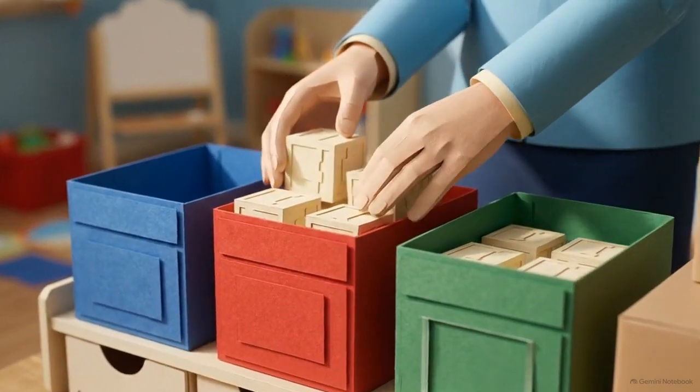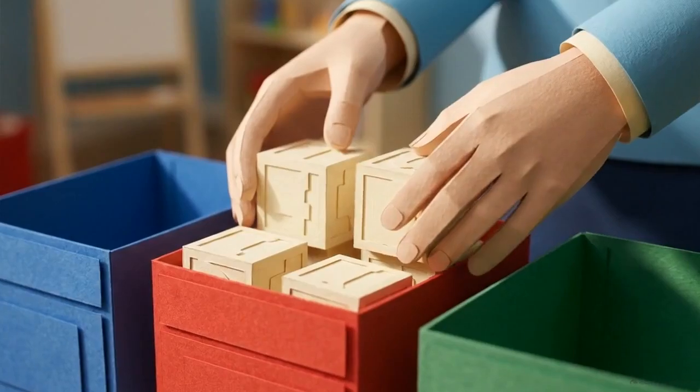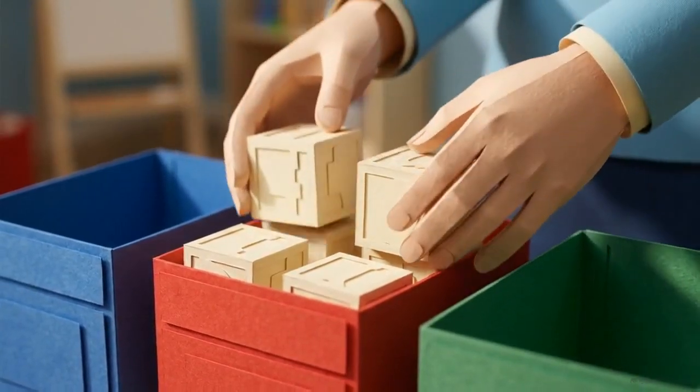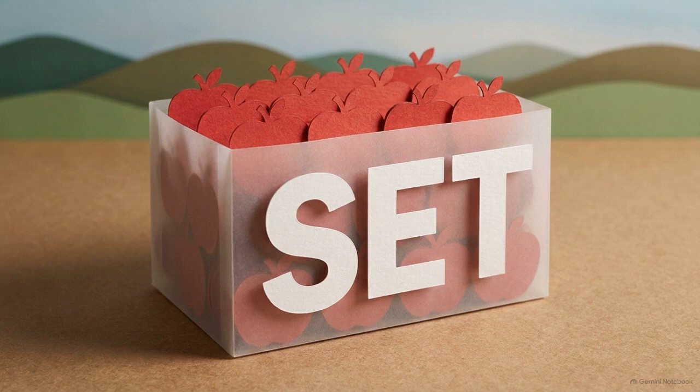Ever watch a 4-year-old clean up a playroom? They put the blocks in one bin, the stuffed animals in another, and cars in a third. It turns out some of the most advanced mathematics in the world starts with that exact same logic. In math, we call that bin a set.